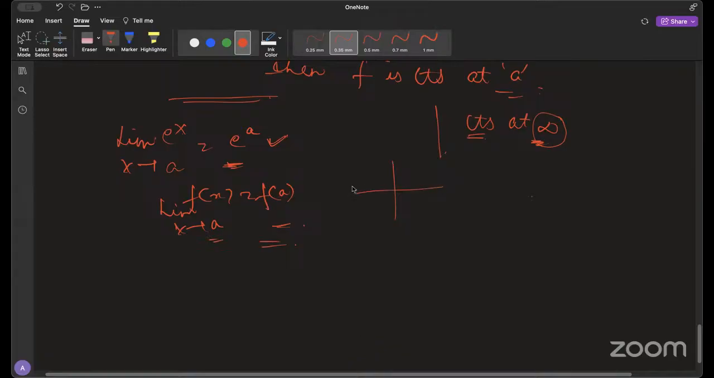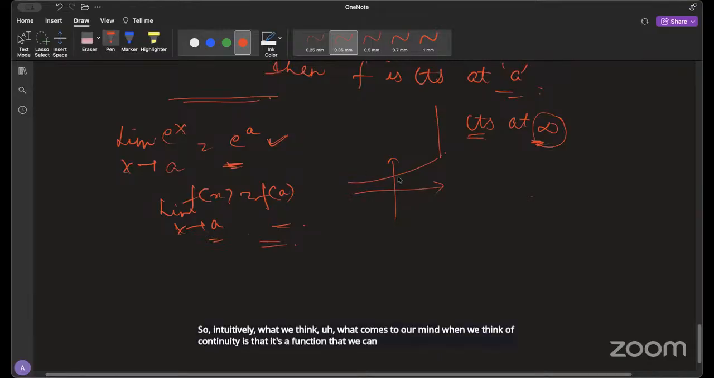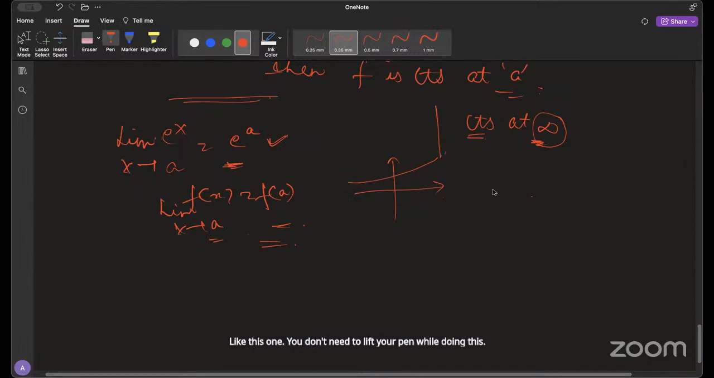And graphically, intuitively, what comes to our mind when we think of continuity is that it's a function that we can draw without lifting our pen, right? Like this one. You don't need to lift your pen while drawing this. And a discontinuous function likely looks like this. Like you need to lift your pen here. At this point, it's discontinuous, right?